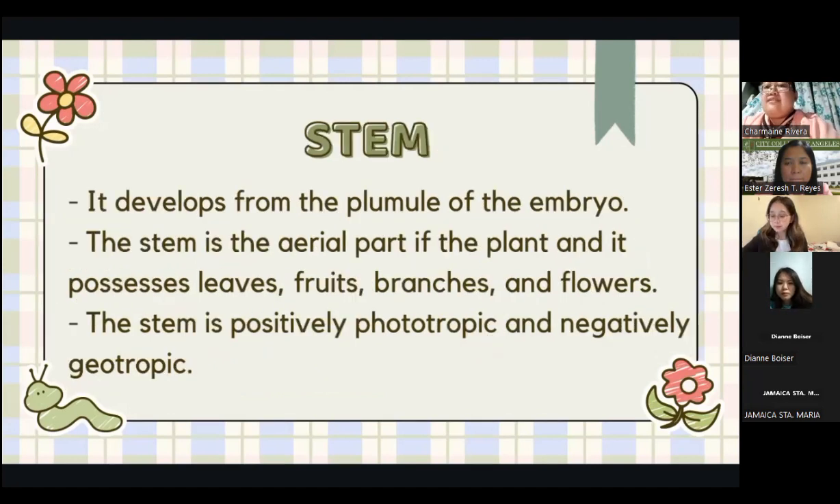And the second one is the stem. The characteristic of the stem is it develops from the plumule of the embryo. The stem is the aerial part of the plant and it possesses leaves, fruits, branches, and flowers. And the stem is positively phototropic and negatively geotropic.